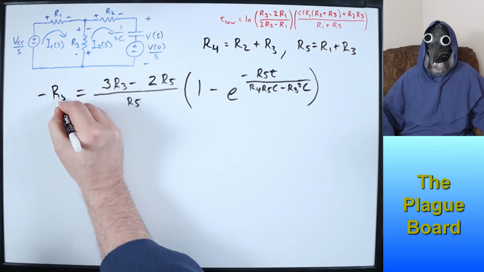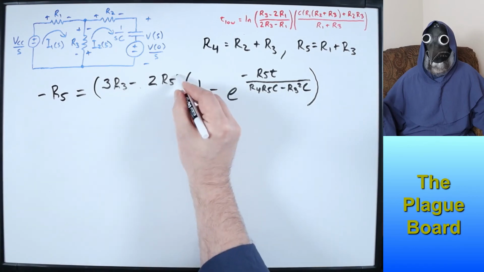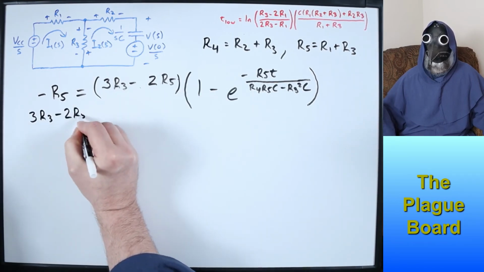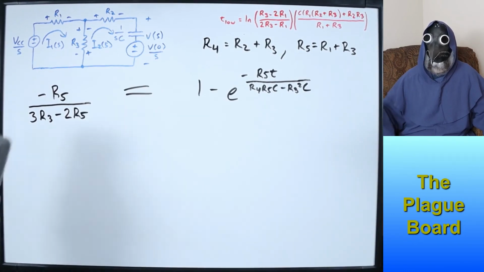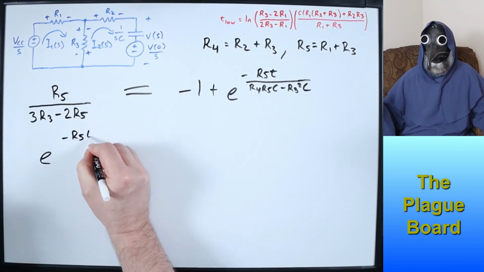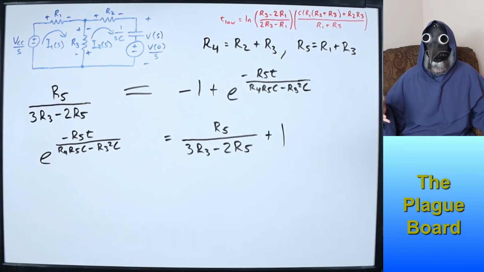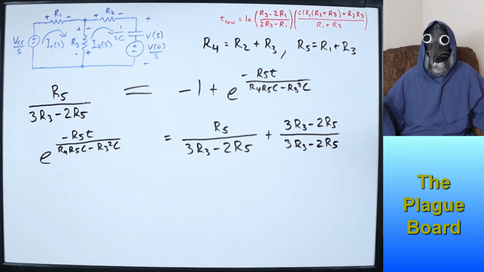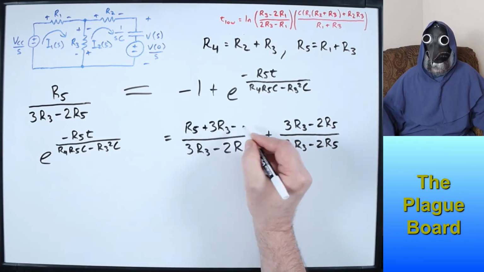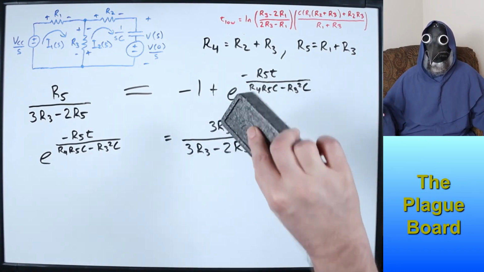I'll multiply both sides by R5. Then divide both sides by 3R3 minus 2R5. Next, I'll negate each side, then swap sides and add 1 to each side. I'll rewrite the 1 as this here. Since the numerator and denominator are the same, it is equal to 1. Now I'll add the right side together and add R5 to negative 2R5.